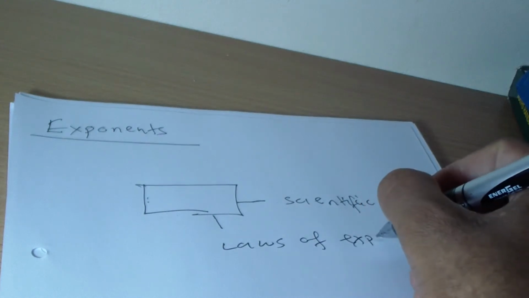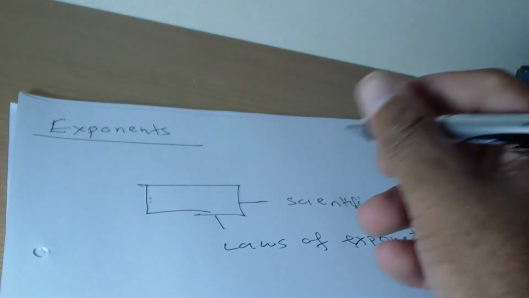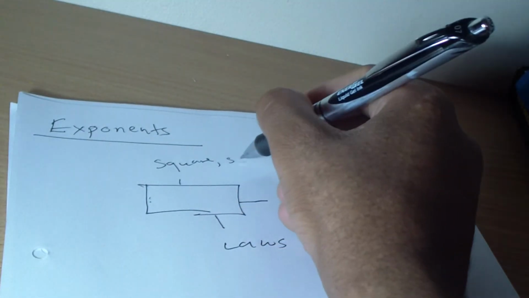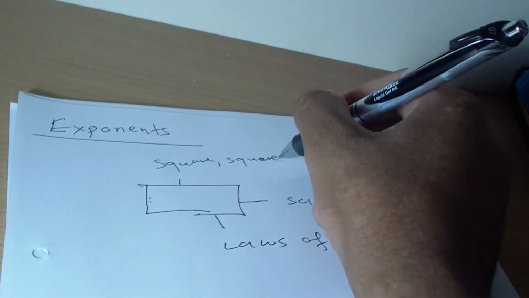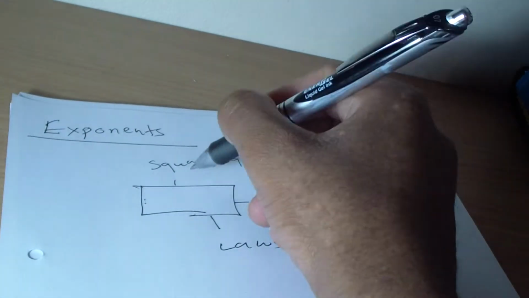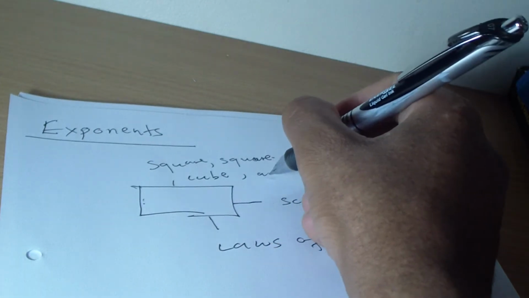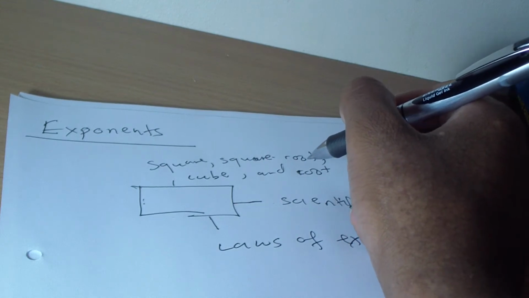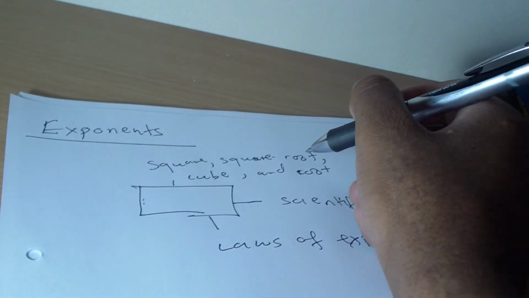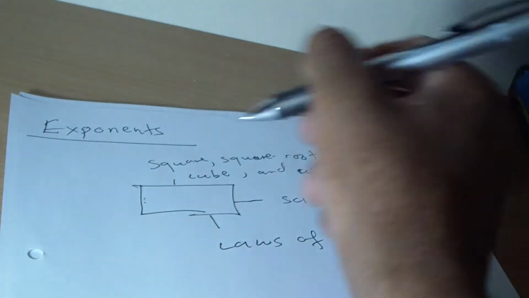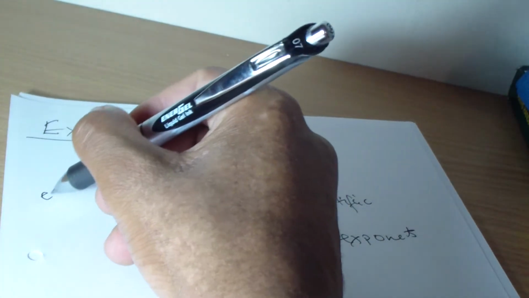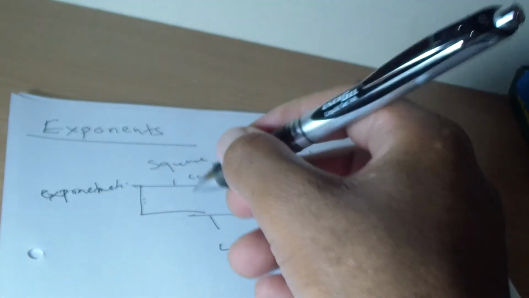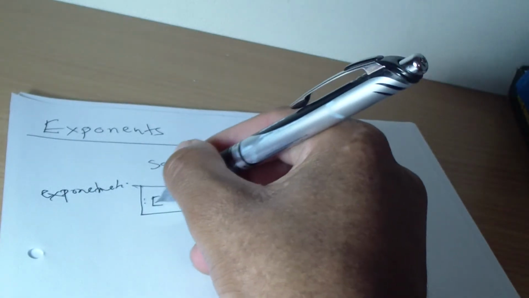We're also going to talk about squares, the square root, and a cube and a cube root. We're also going to compare and represent numbers in exponential form. So basically that's what we're going to talk about when we're dealing with exponents.